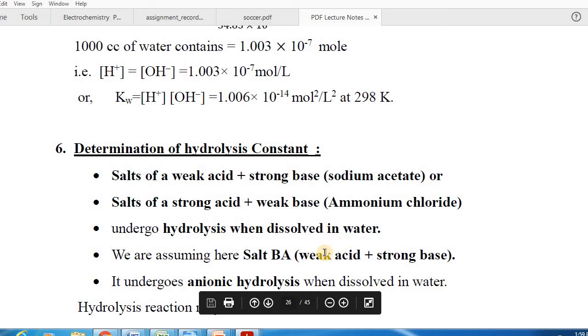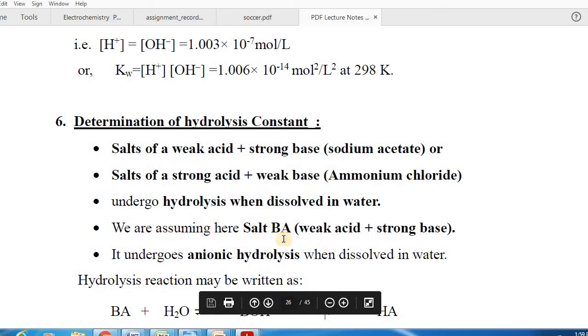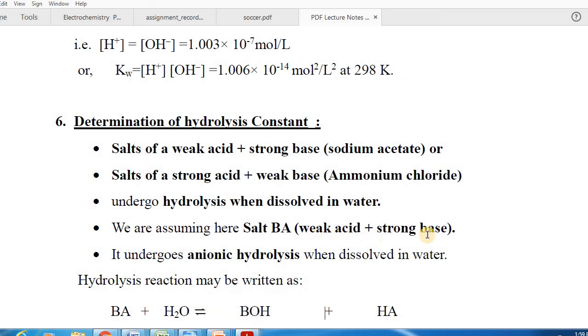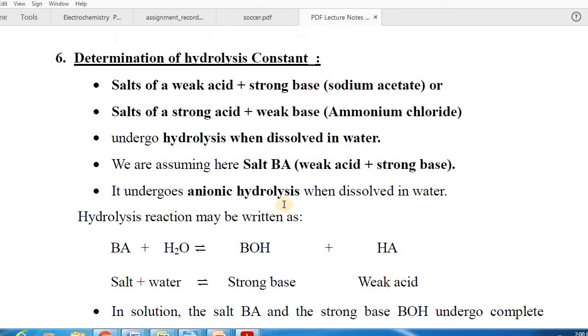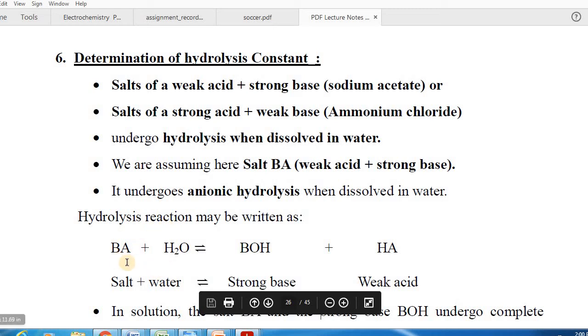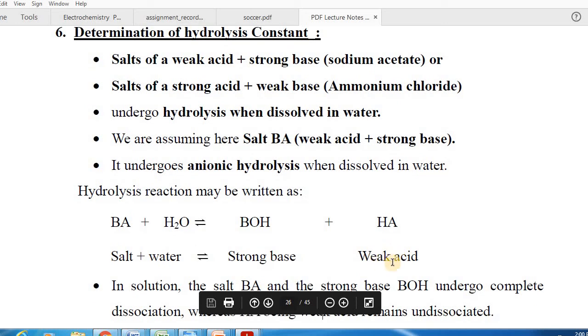Now to calculate the hydrolysis constant, we assume a salt BA, which is formed by a weak acid plus a strong base. If you hydrolyze this salt, the resultant hydrolysis is anionic hydrolysis. The hydrolysis reaction can be written as BA plus water giving BOH plus HA. Here HA is the weak acid and BOH is the strong base, as we have taken the salt formed by a weak acid and a strong base. So salt plus water gives strong base plus weak acid.